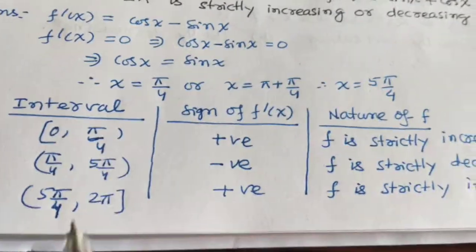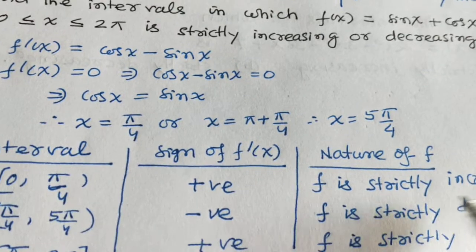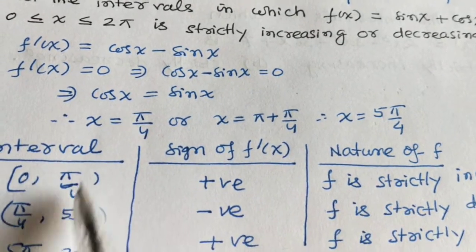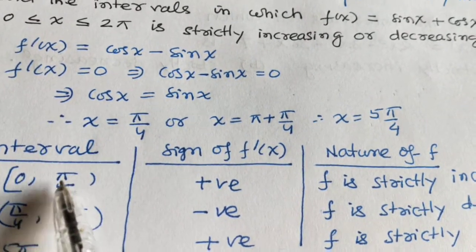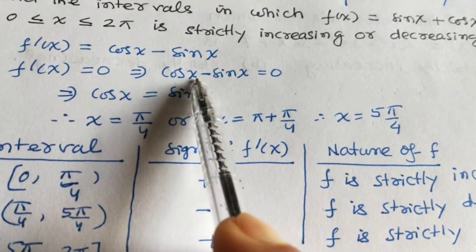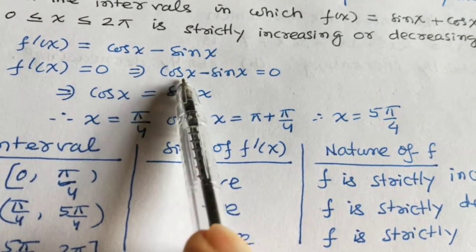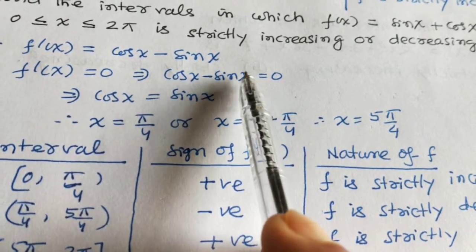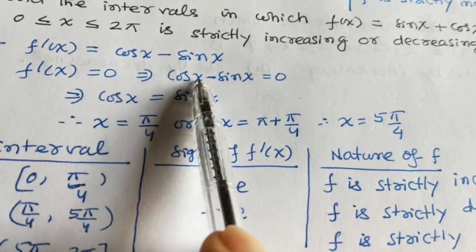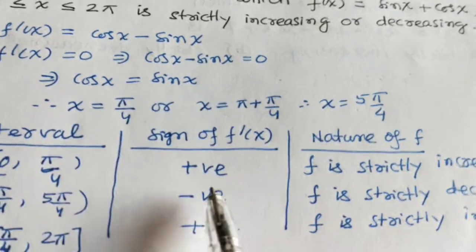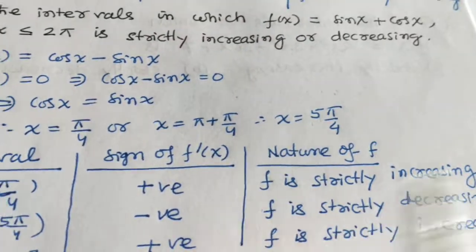In these intervals, if you find the values, say 0 to pi by 4, take 30 degrees. Let us put 30 degrees here. Cos 30 minus sin 30. Okay, cos 30 will be root 3 by 2. Sin 30 will be 1 upon 2. Root 3 by 2 is more than 1 upon 2. So positive we will get. So f is strictly increasing.